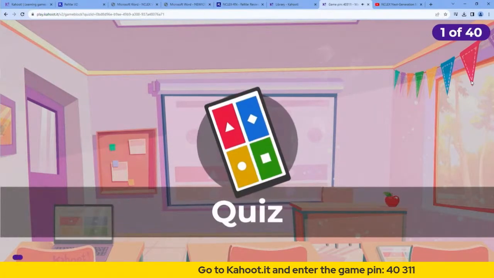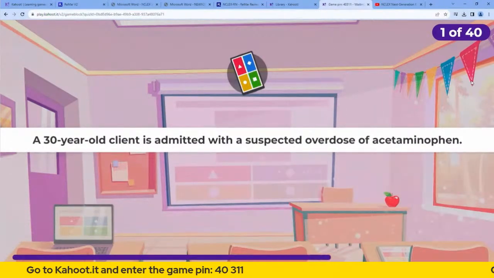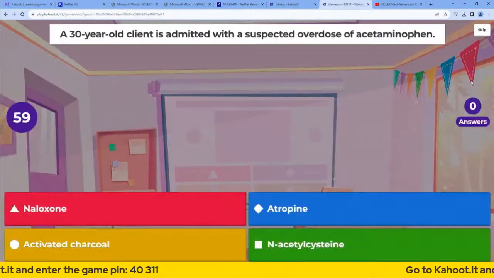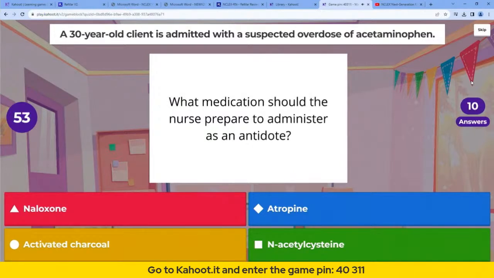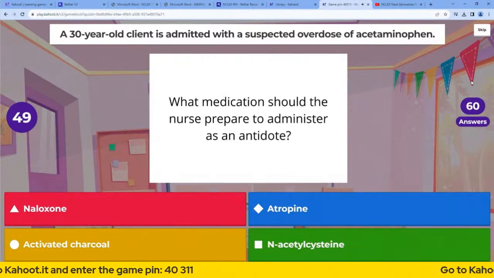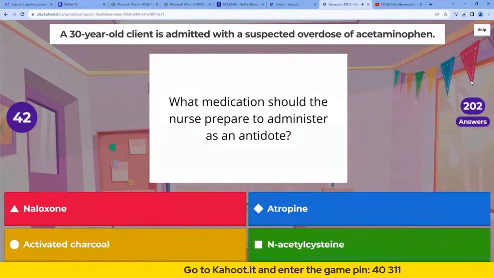3, 2, 1. First question is this. A 30-year-old client is admitted with a suspected overdose of acetaminophen. What medication should the nurse prepare to administer as an antidote? Is it naloxone? We're talking about an overdose, acetaminophen. Activated charcoal, atropine, or acetylcysteine.